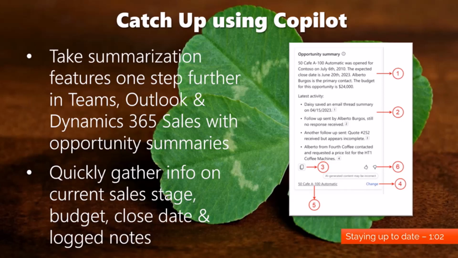Right in that summary, you're going to get the key information and any added notes. Maybe you even need to go in and change the name or change the opportunity you're looking at to make sure it's the correct content. All of that you're able to do using Copilot for Sales and this opportunity summary feature.